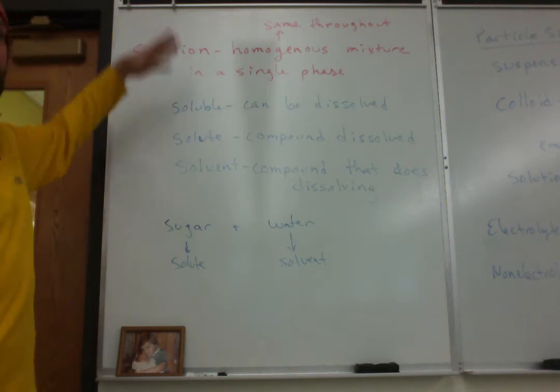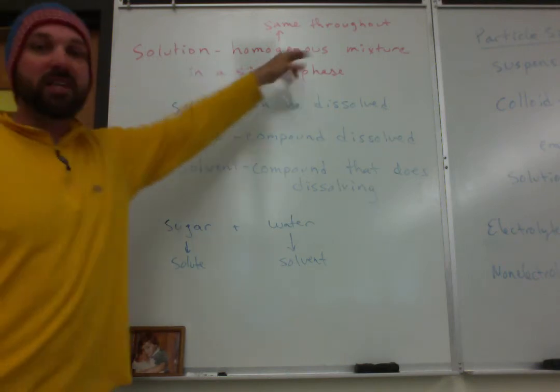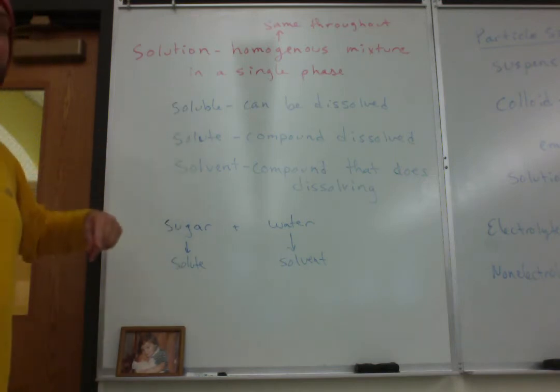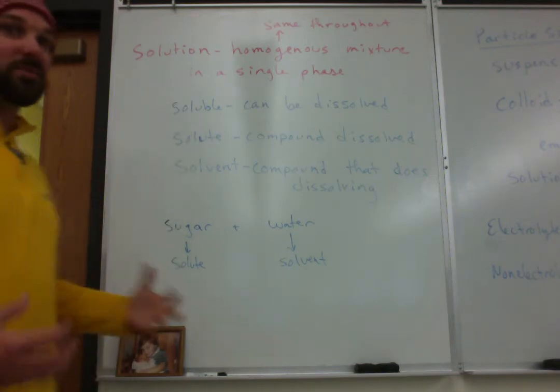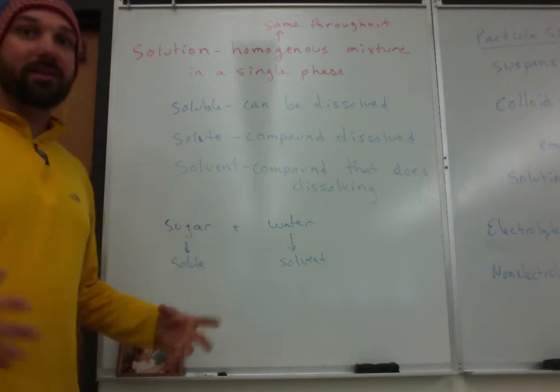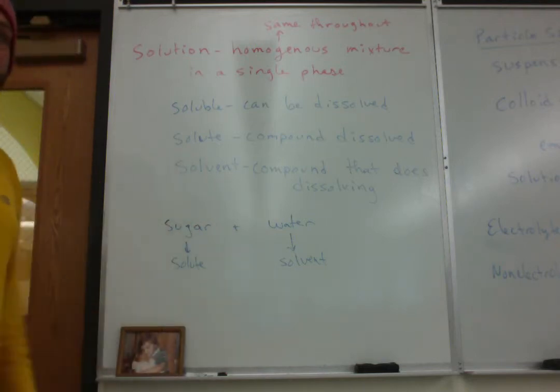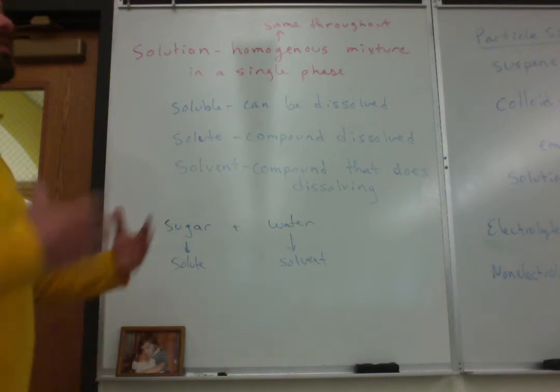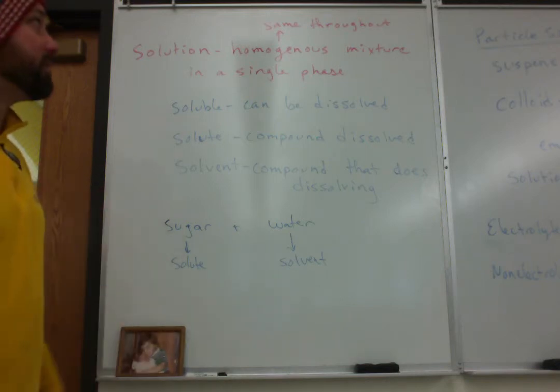A solution. This whole chapter is about solutions. It's a homogeneous mixture in a single phase. So the key is that you take some solid sugar and some water. You dissolve the sugar into the water. It looks like just water. So the water ends up being in the liquid phase.